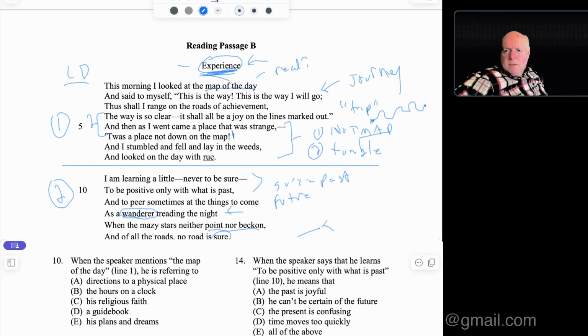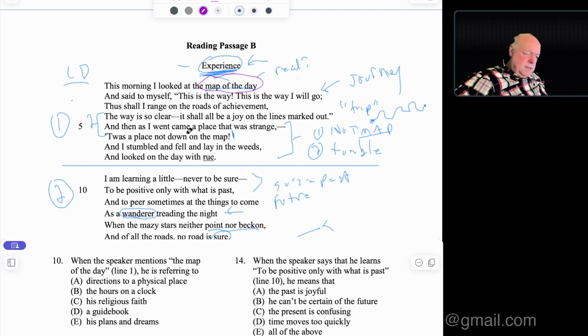Come on, change the color for me. Let's go with purple. So it's talking about the map of the day right there. That's the question. So when the speaker mentions the map of the day, he's referring to what?